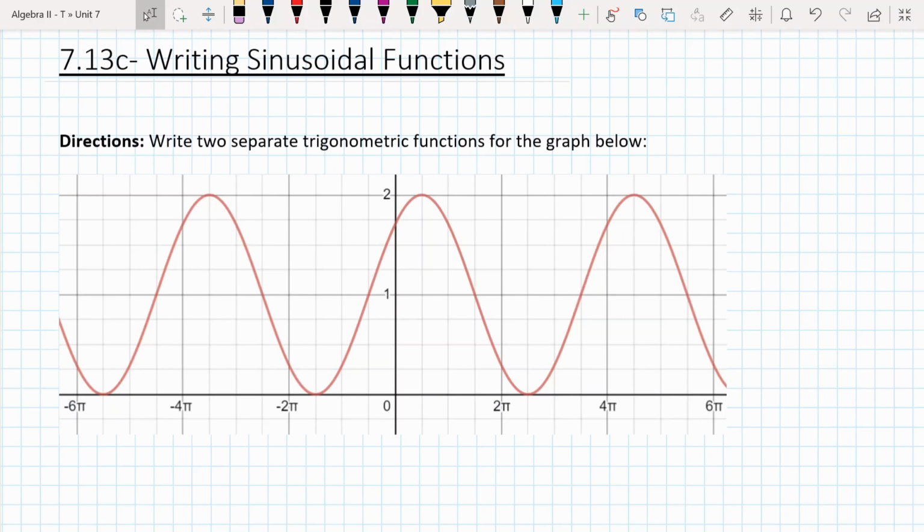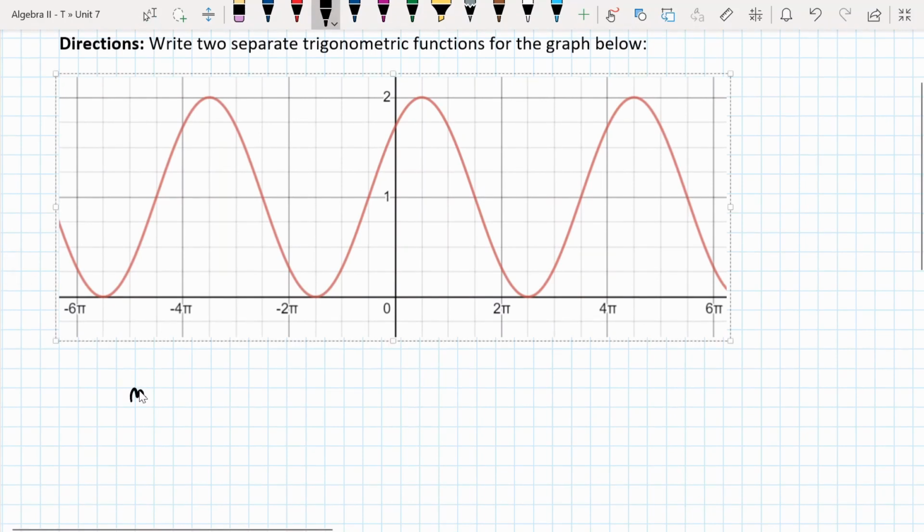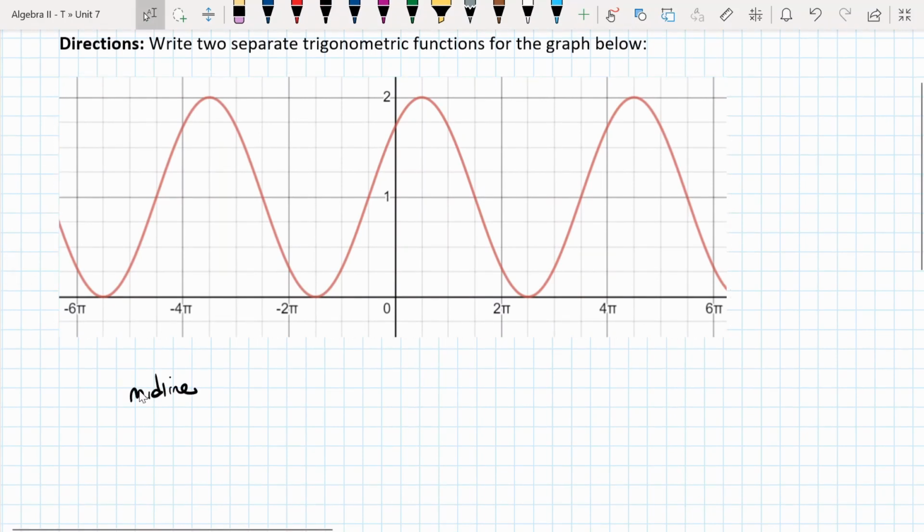What I want to do is we're going to write 2 separate trig functions for this graph. One will be represented as sine, and then we're going to write an equivalent as cosine. Okay? And the reason why this is a particularly challenging question is because there's a horizontal shift here, and that's going to make things a little bit more difficult. But the same kind of process is going to start this question. We're going to start by recognizing the midline, our k value, and that's going to be equal to 1. That's the line that splits the function in half.